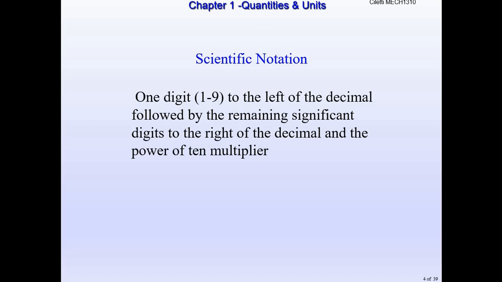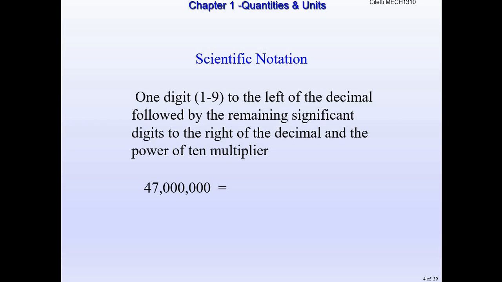Okay, and then we're going to write times 10, and then it's going to be to some exponent. All right, the exponent can be either positive or negative. Positive meaning the number is greater than 1, negative meaning the number is less than 1. Not meaning the number is positive or negative. It means the number is greater than 1 if the exponent is positive. It means the number is less than 1 if the exponent is negative.